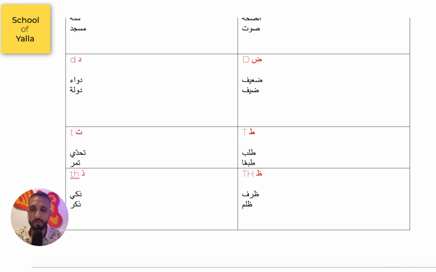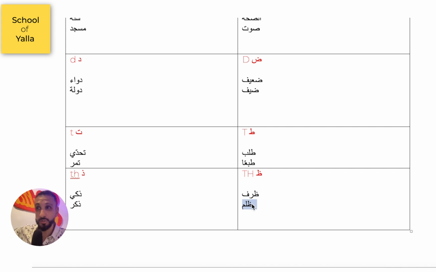ذكي. This is the regular th. You already know how to say this if you speak English from the or there, or other words as well. So ذكي, smart, ذكر, male, versus the ظرف, which is circumstance or envelope, ظلم, which is injustice. Not ظلم, it's too wrong. So practice these letters. You could recreate with practice.